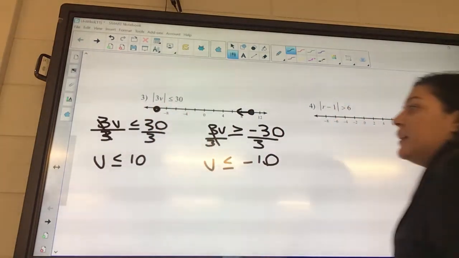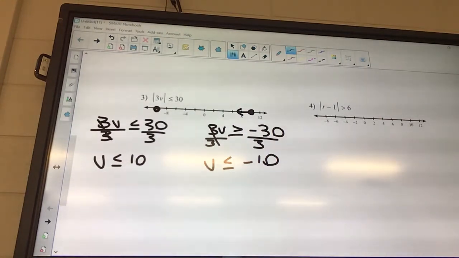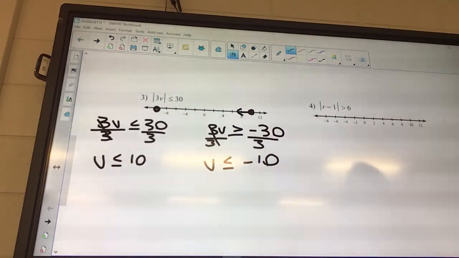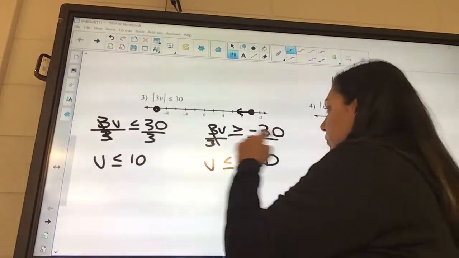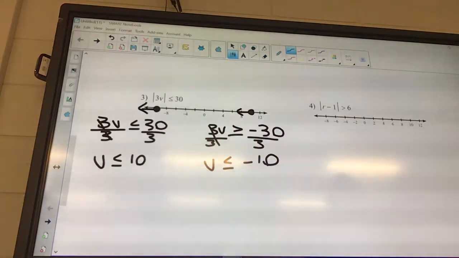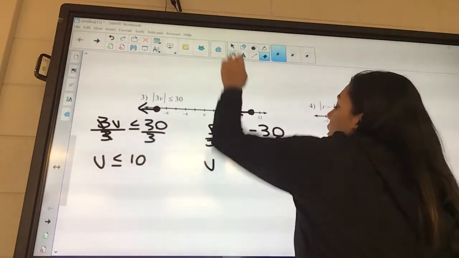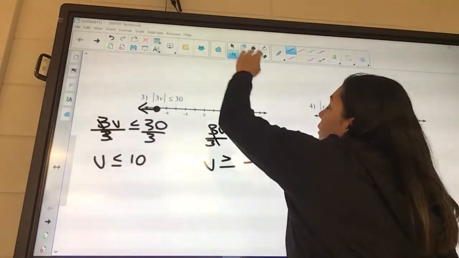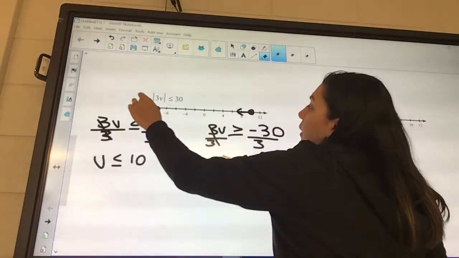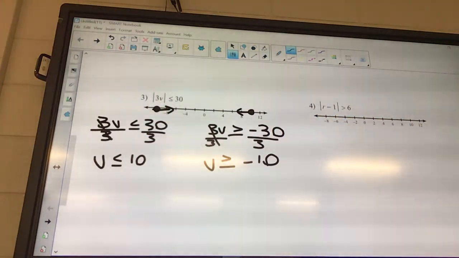And it says V is what? Smaller. Oh, smaller. Wait. Oh, shoot, I accidentally flipped backwards. V is bigger. Yeah, you were right. My bad, I wasn't paying attention. Okay, so is this an and or an or? And.